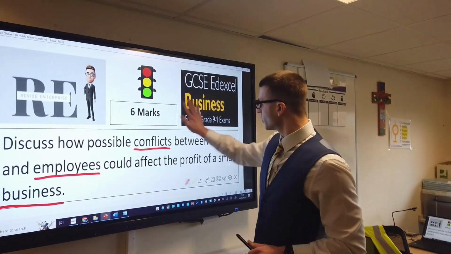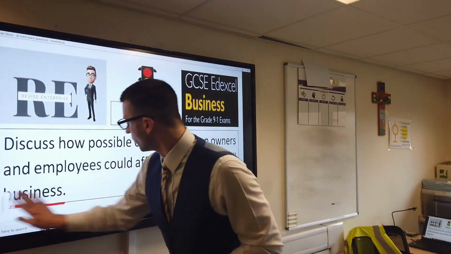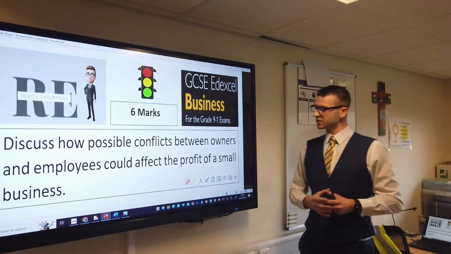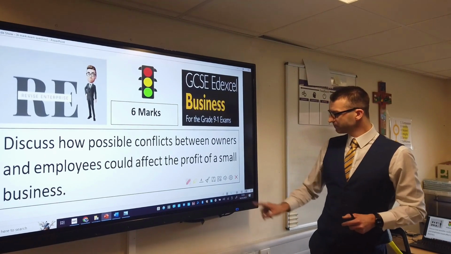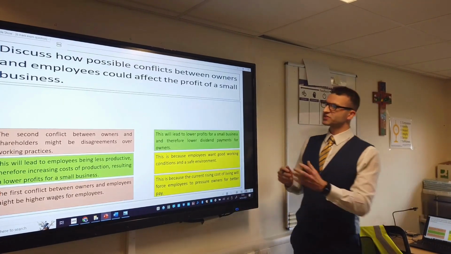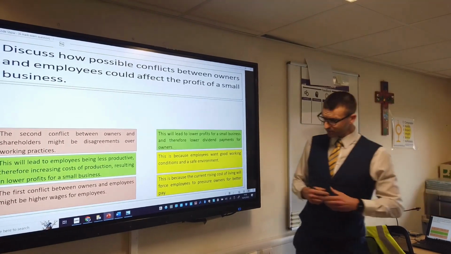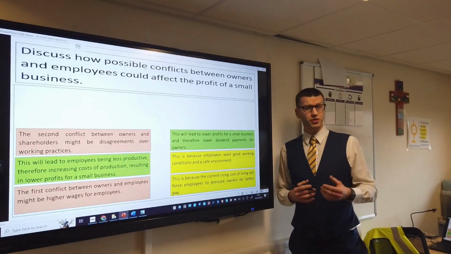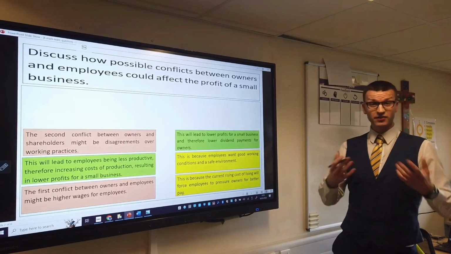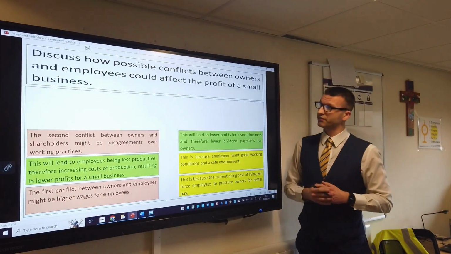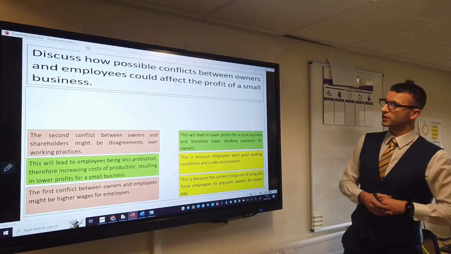On the next screen, we're going to do exactly the same model as last time, using the traffic light system, which is red, amber and green. What we've got here are some statements. I use this a lot for scaffolding in my lessons, particularly to help students who find exam technique very challenging. So we're going to put these statements in the right order and see if we can figure out a suitable answer for this question.